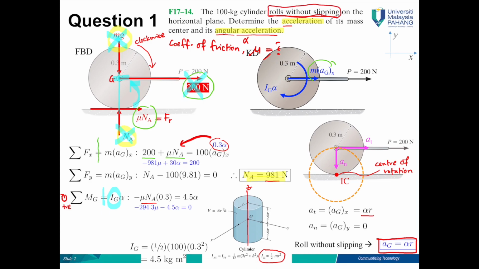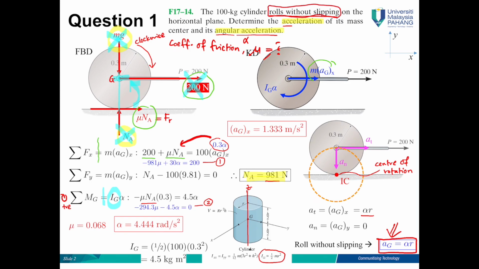So now you have two sets of equations. This is equation 1 and this is equation 2. Now you can solve these two equations simultaneously. You will get mu is equal to 0.068 and alpha is 4.44 rad per second square. Now you still have to calculate AG. We go back to this equation over here to get the value of AG equals 1.33 meter per second square. So that is how you solve the problem that involves general plane motion.